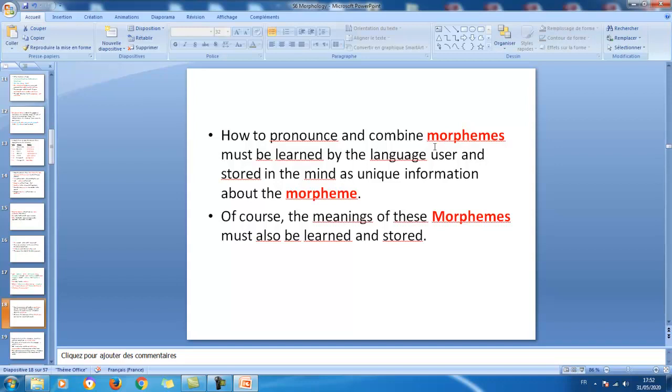How to pronounce and combine morphemes must be learned by the language user and stored in the mind as unique information about the morpheme. So we need to store many pieces of information about morphemes. Of course, the meanings of these morphemes must also be learned and stored here. So we are supposed to store the meanings in our mind as pieces of information, the meanings of morphemes, with what other roots or other morphemes they go, and even their pronunciation. So these are things that we should learn about morphemes.